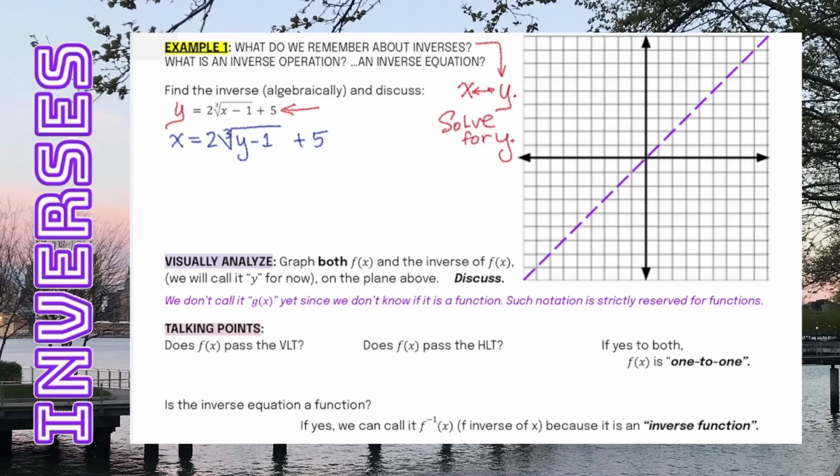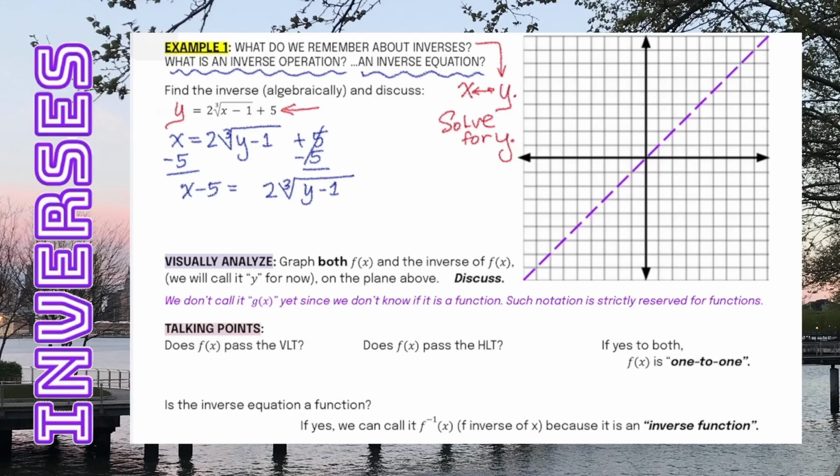Now, before I do though, what is an inverse operation and what is an inverse equation? An inverse operation is what we're going to do step by step right now to get y by itself. For example, we're going to subtract 5 because subtraction is the inverse operation of addition, right? So we have x minus 5 now equals 2 times the cubed root of y minus 1. So those are inverse operations. So we're going to divide by 2 or multiply by 1/2 next. And then we're going to cube both sides because, again, another inverse operation, cubing is to a cube root. We're going to add 1 and so on.